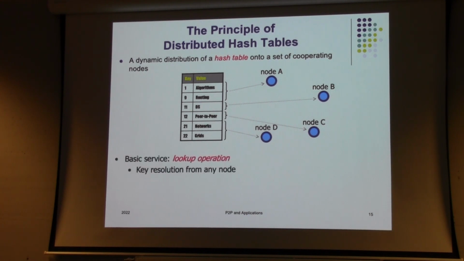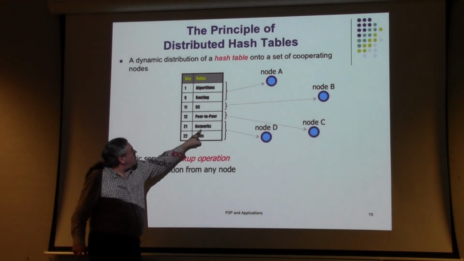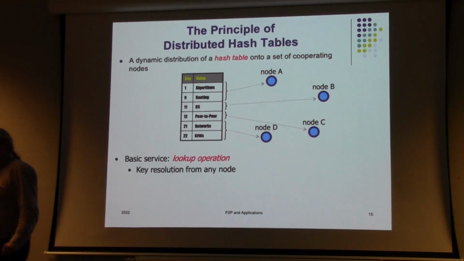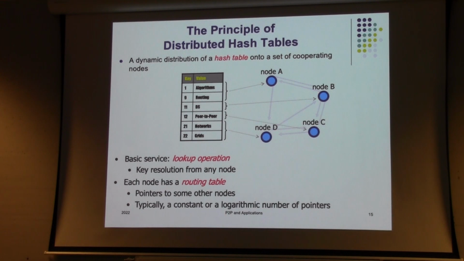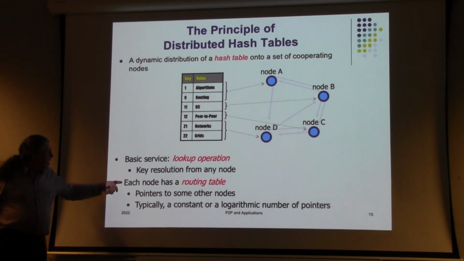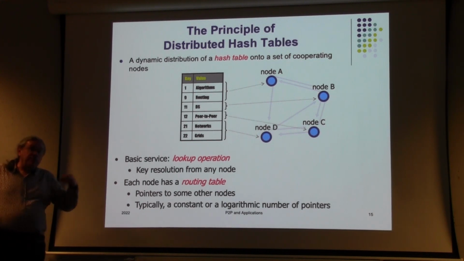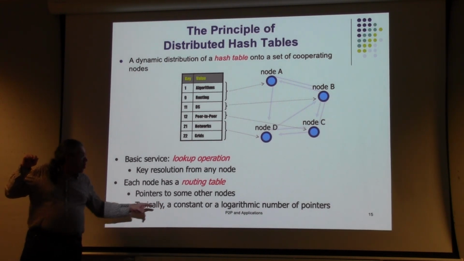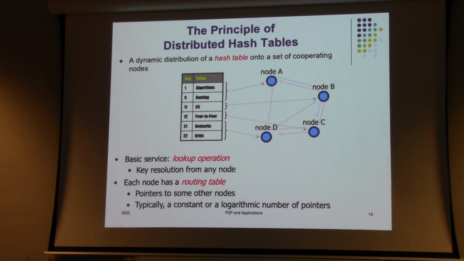How do we do that? We'll see. And the basic service that this system gives you is a lookup. That means if you give the key, you can look up the value. And you can ask any node and it will do the routing. Okay? That's the basic idea. Okay? Each node has a routing table that has pointers to some other nodes. And if you do it smartly, the number of hops will be constant or logarithmic in the number of files. So you understand the idea.